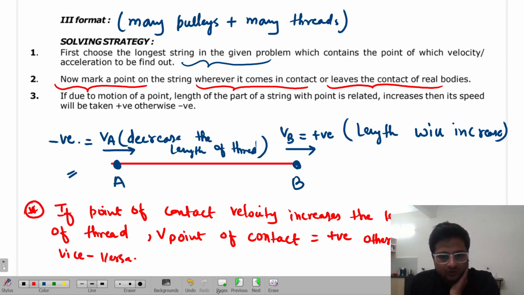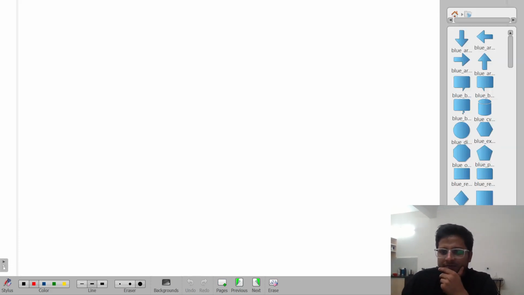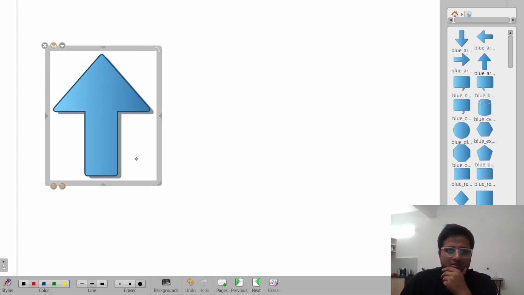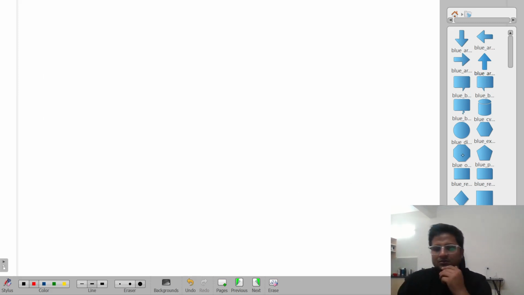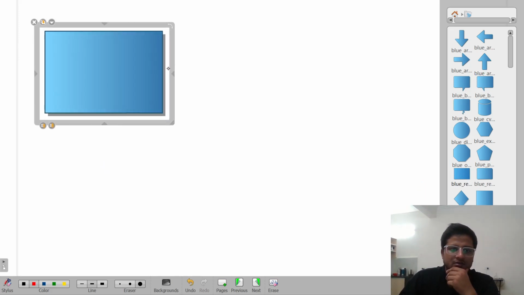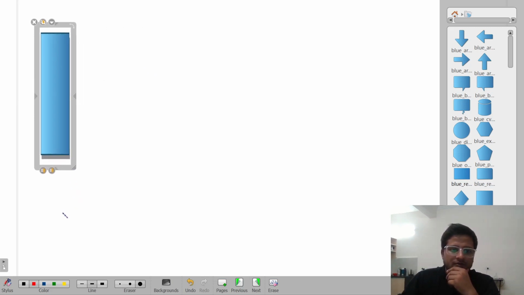So let's do an example of this. Let us consider that I have one fixed wall. Is that clear? So this is my fixed wall over here.